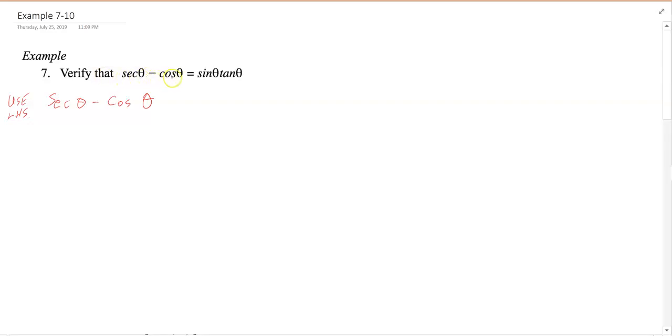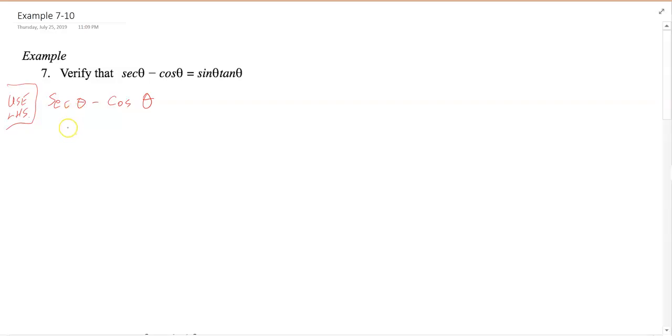Verify that secant theta minus cosine theta is equal to sine theta times tan theta. Now let's start using the left-hand side. The general idea is that we don't necessarily have to pick any one side, but in general, we like to deal with the side that looks more complicated or the one that we can manipulate. So we start with secant theta minus cosine theta.